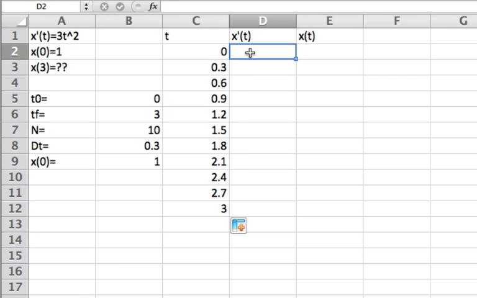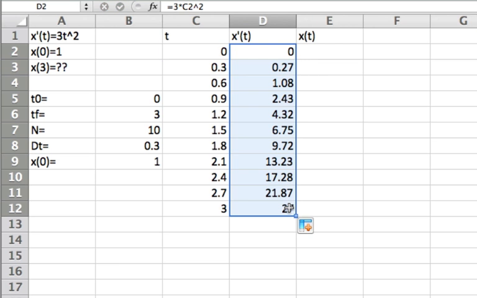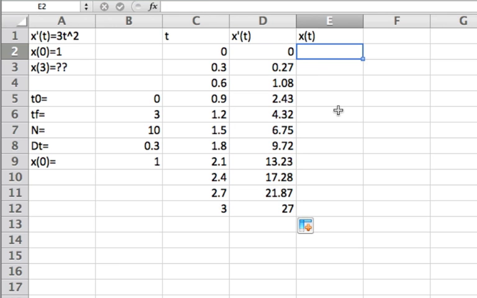Now x prime, we know that it's 3 times the t value, which is in the neighboring cell, in this case C2, and we're going to take that squared. And now let's copy that all the way down, and we get all our t values and x prime values at t. Now for calculating x of t. So when t is equal to 0, we know that we should just be referring to our initial value, which is x of 0 is 1.